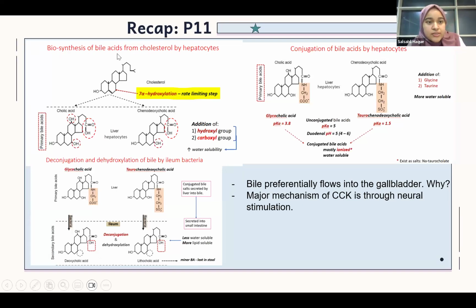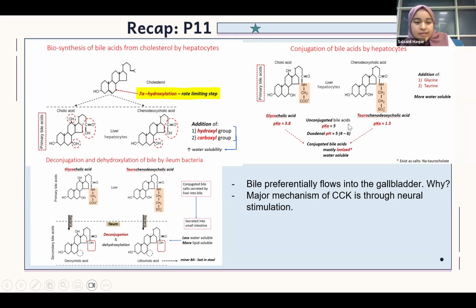So, first of all, synthesis of bile. It is produced from cholesterol, and it uses the enzyme 7 alpha hydroxylase, which is very, very important, and this is the rate-limiting enzyme of this synthesis. Now, the primary bile acids are cholic acid and chenodeoxycholic acid, which are then conjugated by the hepatocytes using glycine and taurine to produce glycocholic acid and taurochenodeoxycholic acid.